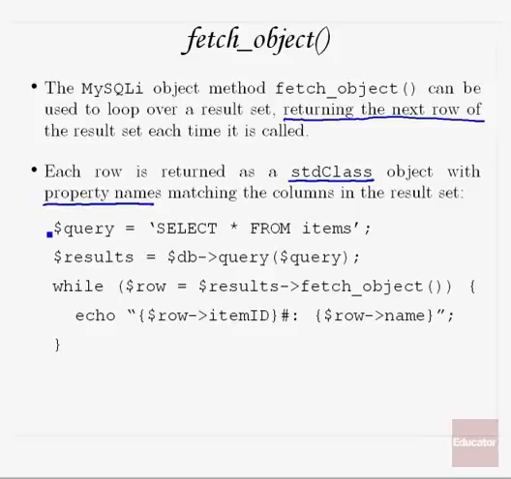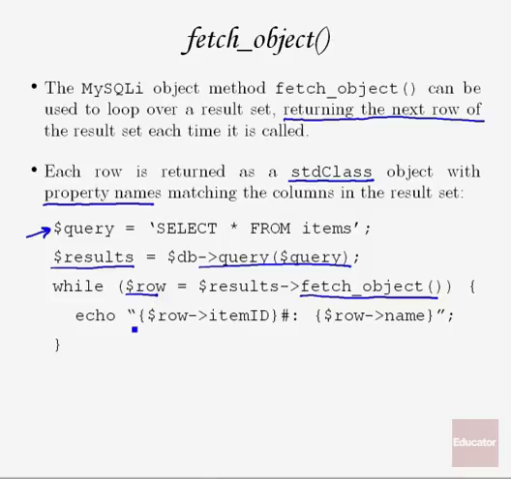So here we are again. We set up a query that selects all the items, all the rows in the items table. We run the query, and we get our result set back as a MySQLi_result object. And now the only difference is that when we loop over the result set, we're going to be calling this fetch object method instead and storing that in a row.